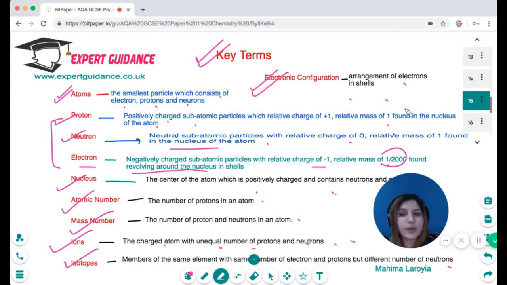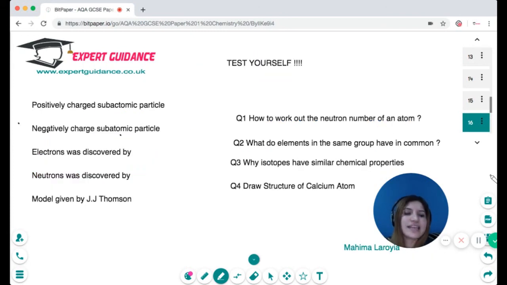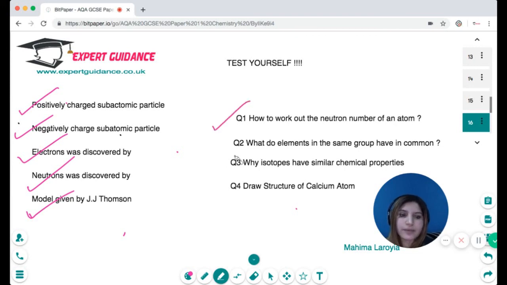Okay, so I hope all these key terms in this unit are clear to you. So now let's test yourself. The first question is, you need to give one word for: the positively charged subatomic particles, the negatively charged subatomic particles, electrons were discovered by, neutrons were discovered by, and what was the name of the model given by J.J. Thomson.